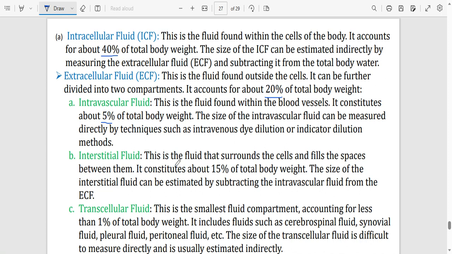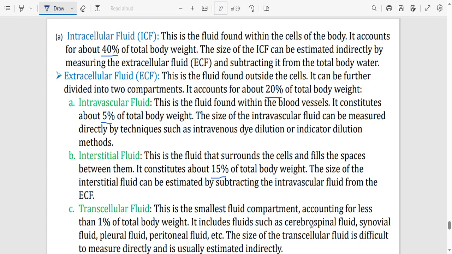And then the interstitial fluid, this is the fluid that's around the cells, of course, and fills the spaces between them. It consists of about 15%. Again, we found this value in the previous video. The size of the interstitial fluid can be estimated by subtracting the intravascular fluid from the ECF. We have just mentioned this. To say interstitial, you find it indirectly. And then the transcellular is the smallest fluid compartment, accounting for less than 1% of total body weight.